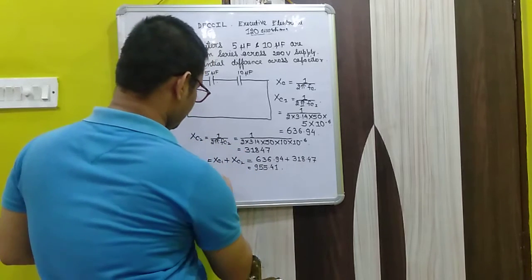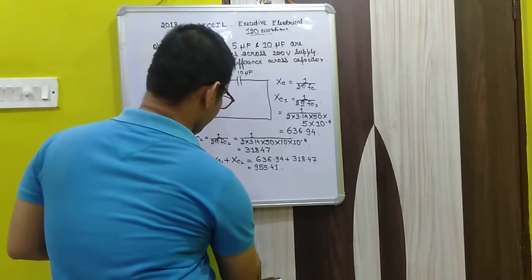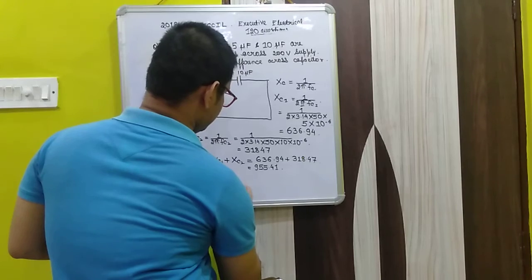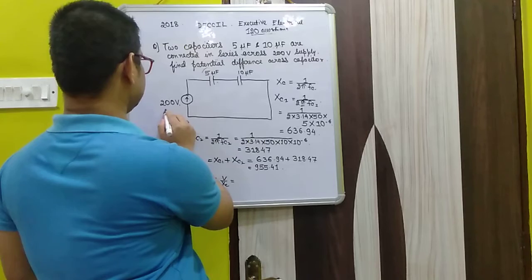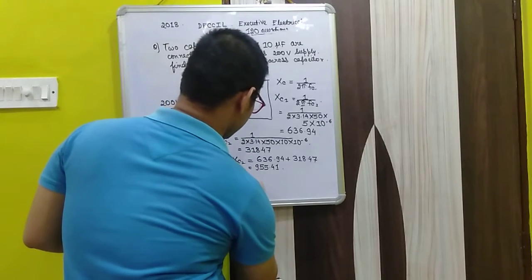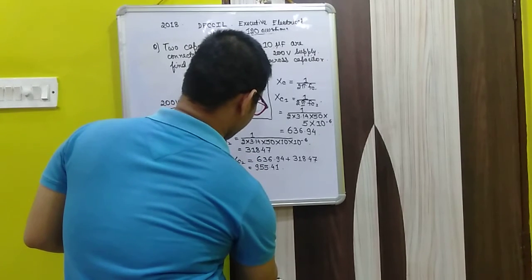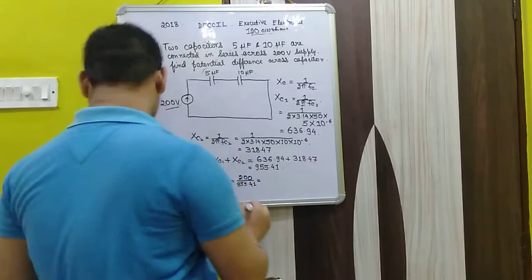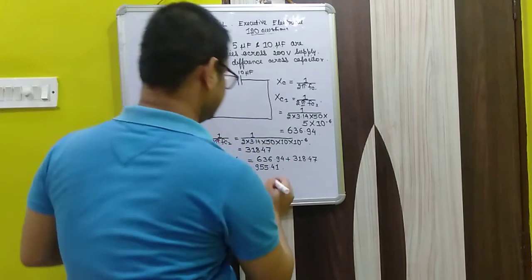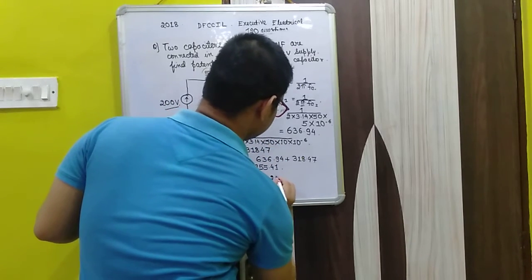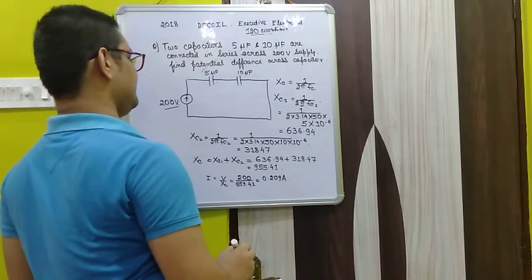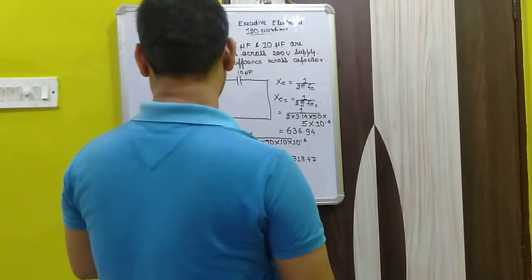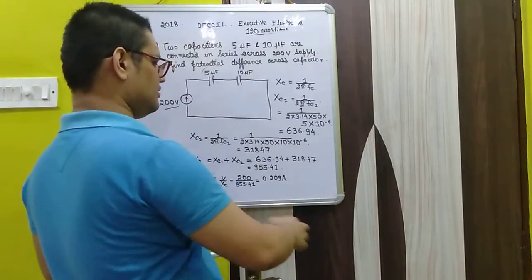Now we know another formula, I is equal to V by Xc. So we can calculate the current very easily from here. What is V? V is the supply voltage, 200. So 200 divided by 955.41. If we divide these two values, we get 0.209 ampere. So now we have to calculate the potential difference across the capacitor.